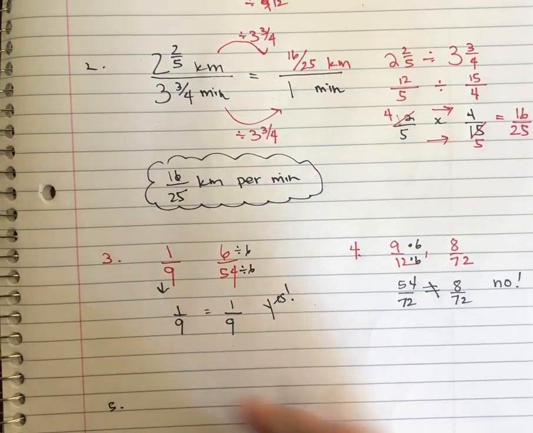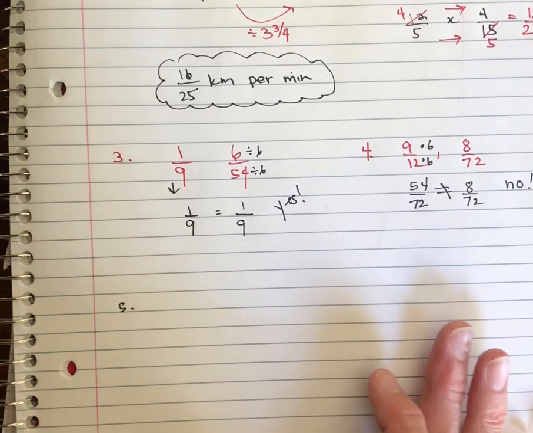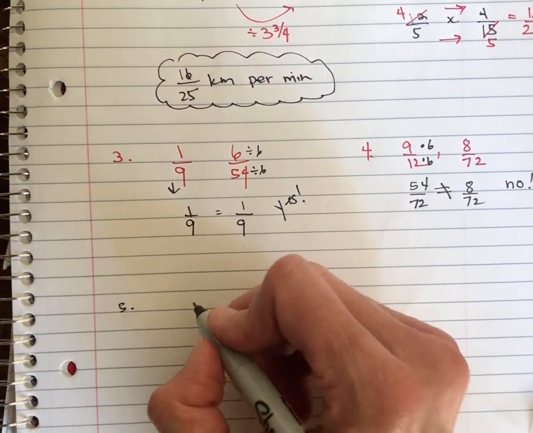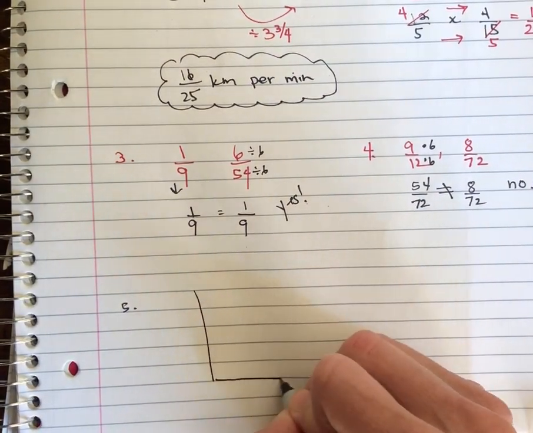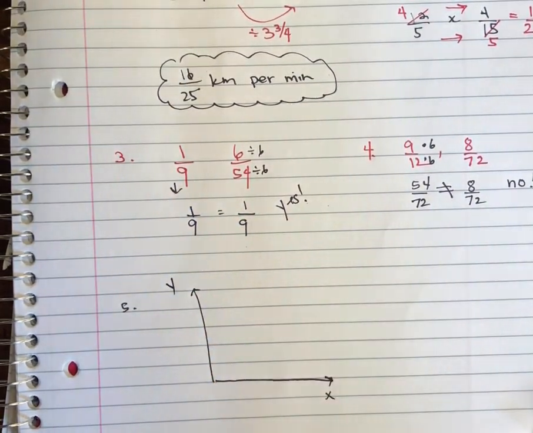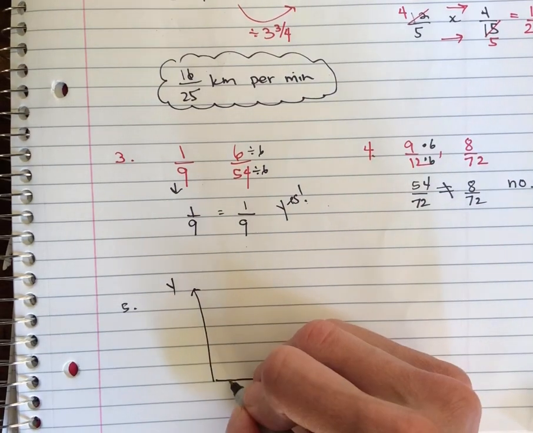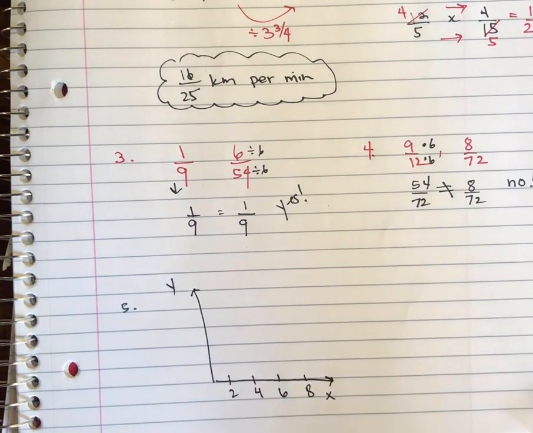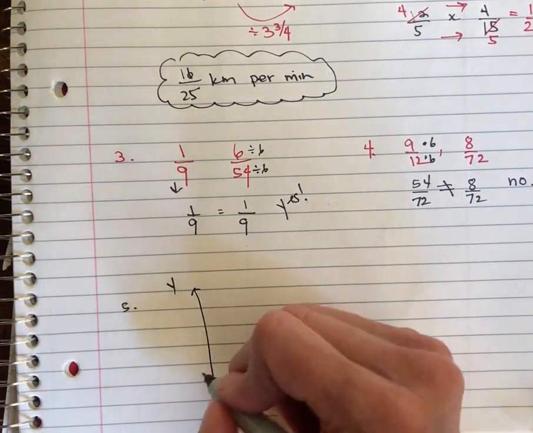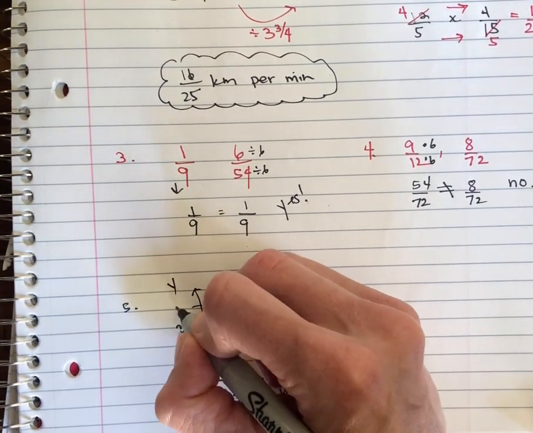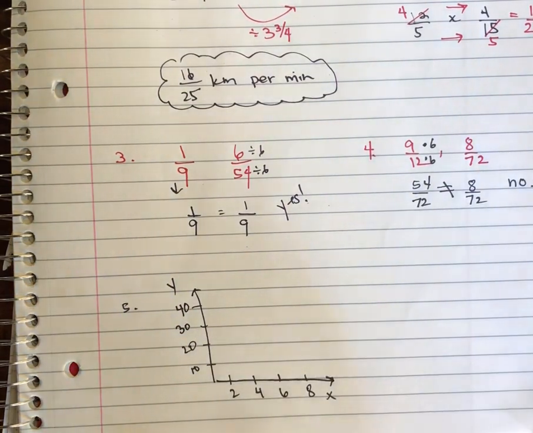Okay, number 5. Use a graph to tell whether X and Y are proportional. So here we go. We have a few points we have to graph. Here's our X, here's our Y. My X coordinates are 2, 4, 6, 8. So guess what I'm gonna count by? You guessed it, 2s. My Y coordinates are 10, 20, 30, 40. So guess what I'm gonna count by? You guessed it, 10s. As long as I count in equal intervals, it's okay if the X and Y axis are different, okay?